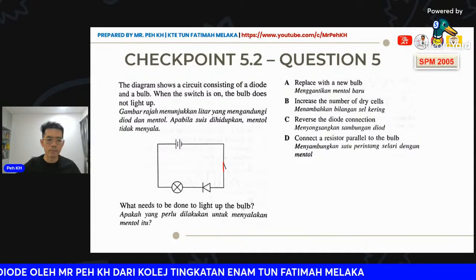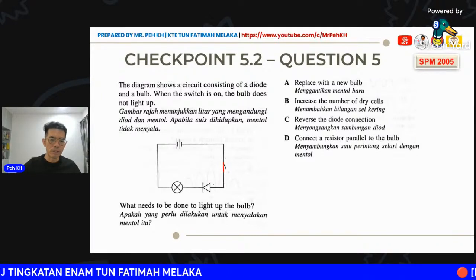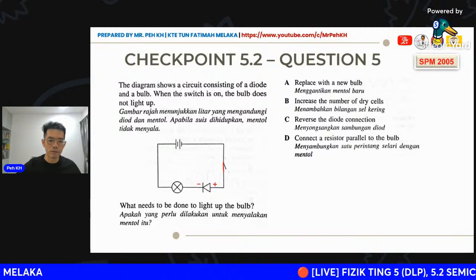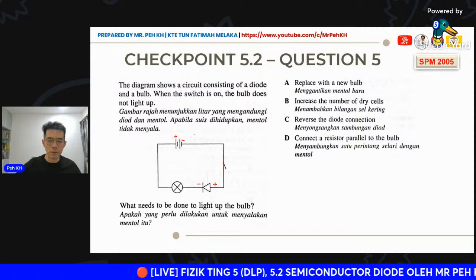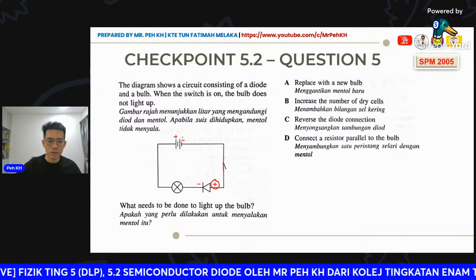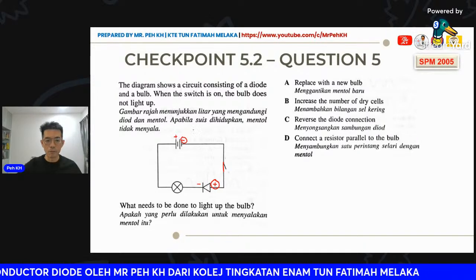To light up the bulb. Okay, so here you see the positive terminal of the diode will be here. This will be the negative. Then here will be negative, and here will be the positive terminal of the battery. So you can see the positive terminal of the diode is connected with the negative terminal of the battery.